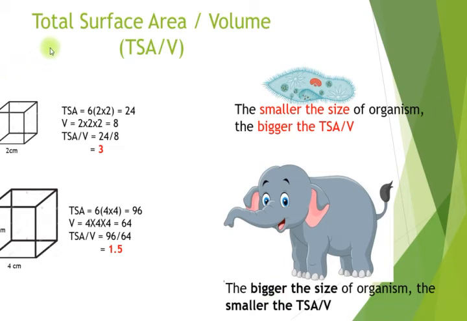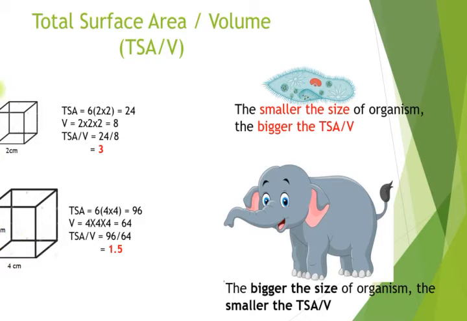So before I explain about the total surface area per volume that is related to the organisms, let's take a look at the analogy here about the cube. So I have two cubes. The first cube, each side has 2 centimeter length. And the second cube is 4 centimeter length on each side.